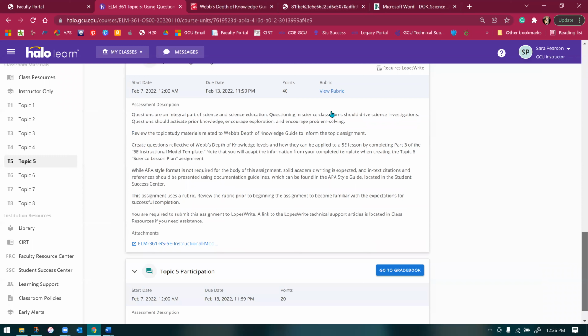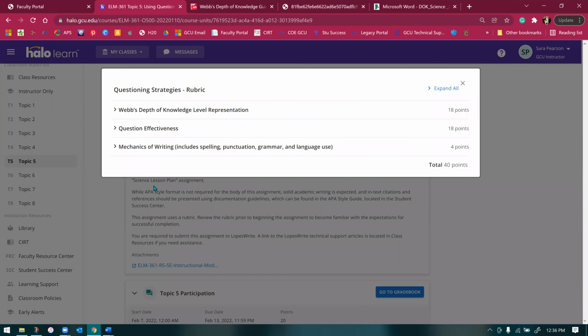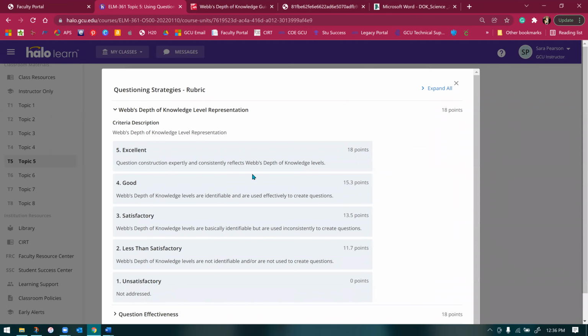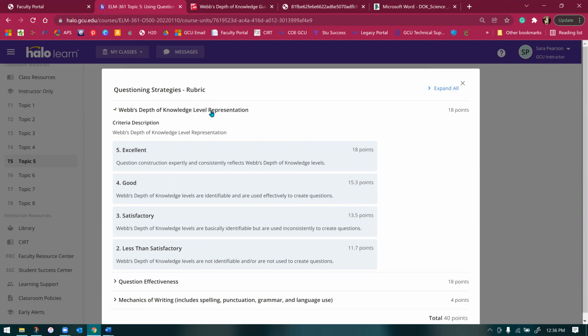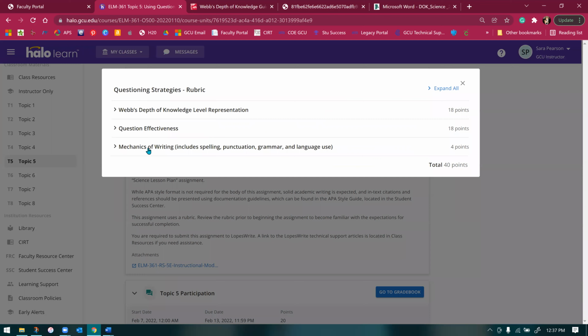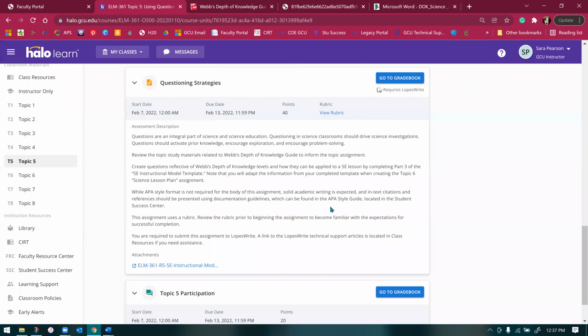Make sure, as always, you read your rubric so you know how you will be graded. And it looks like it's a pretty simple rubric this time. If you're expertly using those depths of knowledge levels, and then is your question aligned to your objective? Is it activating prior knowledge and encouraging problem solving? And then just your mechanics. So not too many graded areas this week. If you have any questions about your assignment, don't hesitate to reach out.